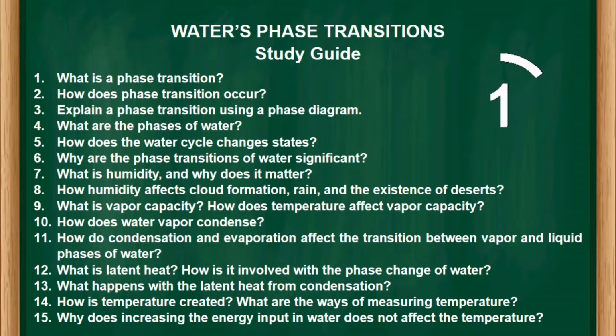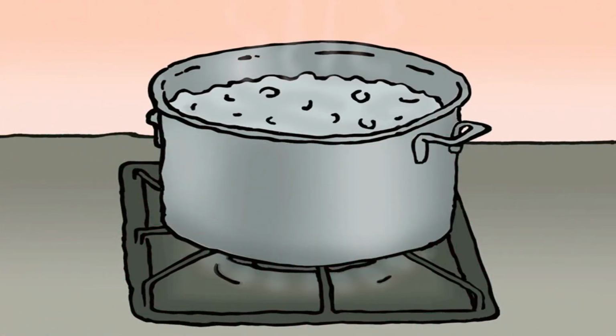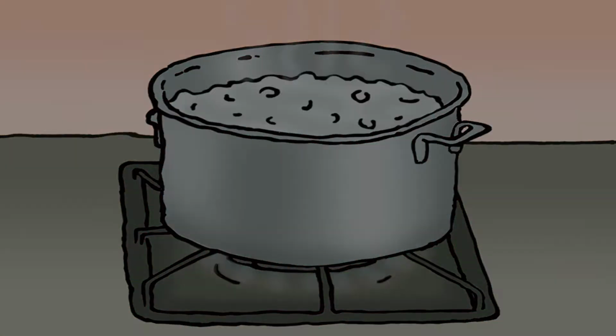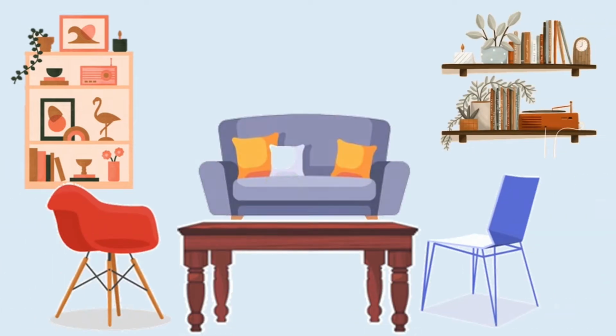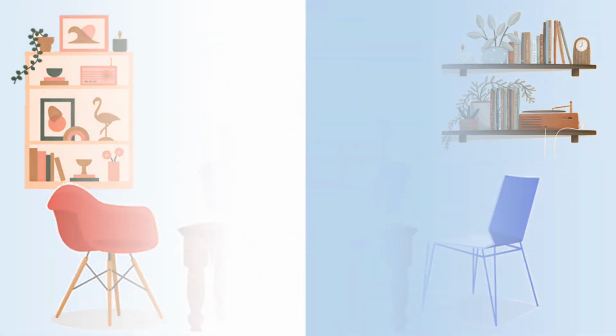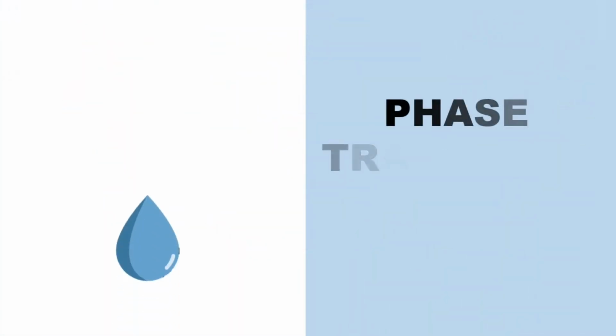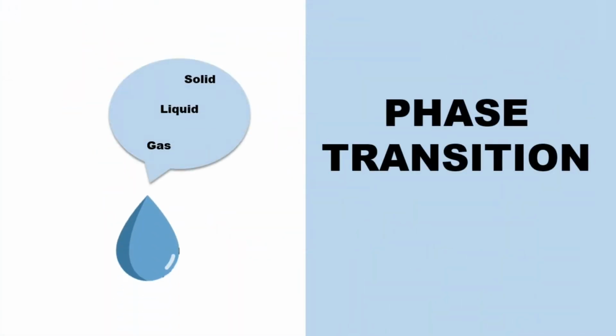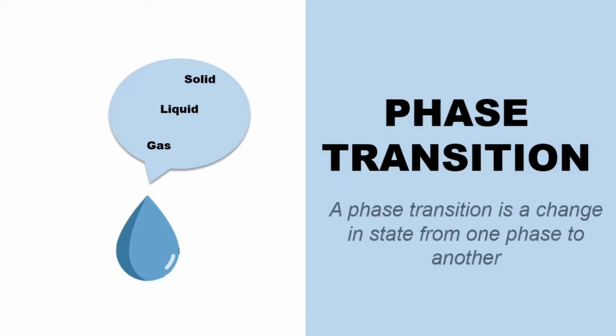I guess you are ready. Let us begin. Have you ever wondered why boiling happens when you heat a pot of water? How about when you place a cold drink on your table and see water droplets on it? Well, this phenomenon is called a phase transition. A phase transition is a change in state from one phase to another. Phase transitions occur when sufficient energy is supplied to the system or a sufficient amount is lost.